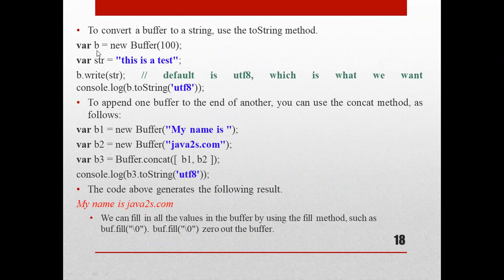Here the variable b is equal to new Buffer with a size. Then another variable str holds a string, "this is a test". Then write this string to that buffer, and print b dot toString utf-8. So we will see what output this sample code gives.